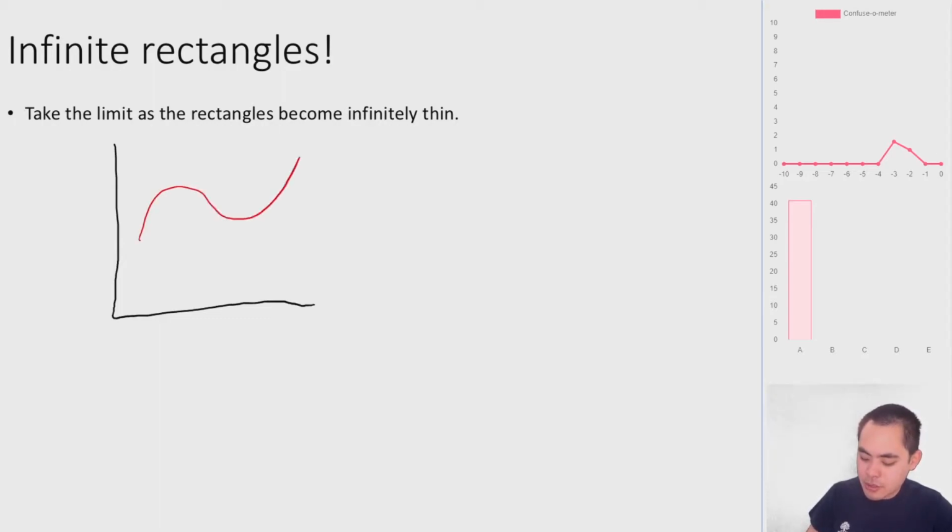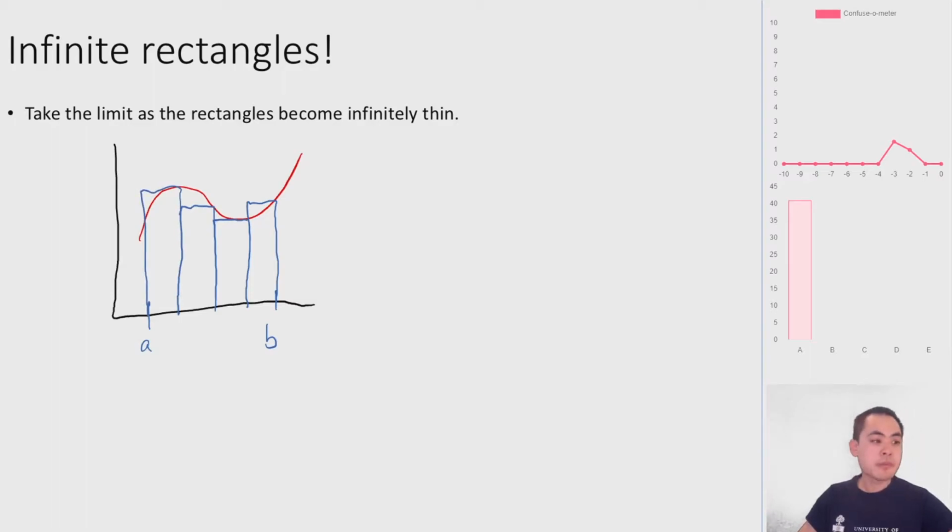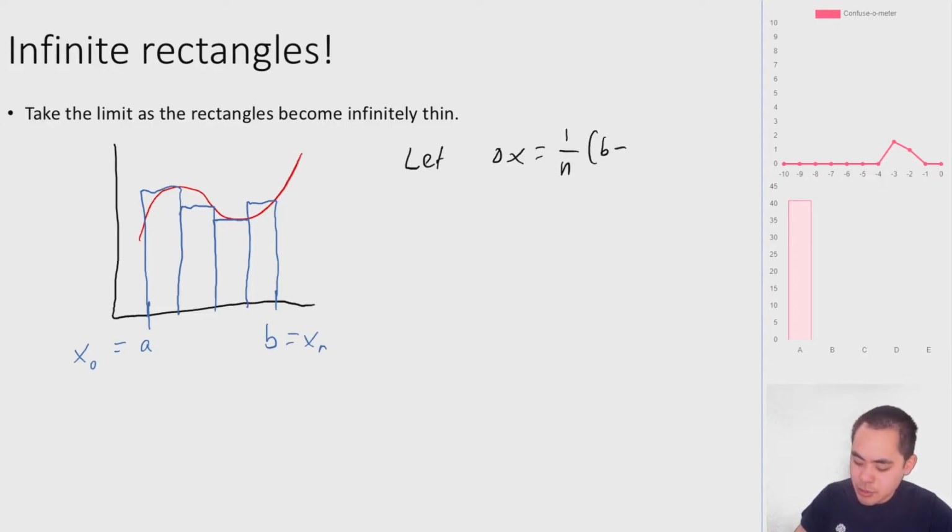So we have some curve, and we have a bunch of rectangles. So let's say this is A, this is B, and let's say we have some number of rectangles. And this is going to be equal to x naught. This is going to be equal to, well, xn for however many n we take. And what we're going to do is we're going to let delta x be equal to 1 over n times b minus a.